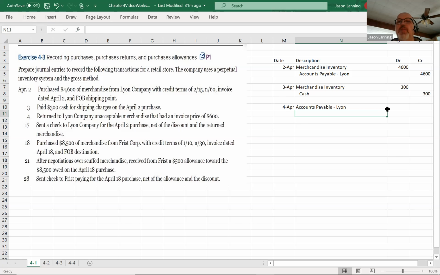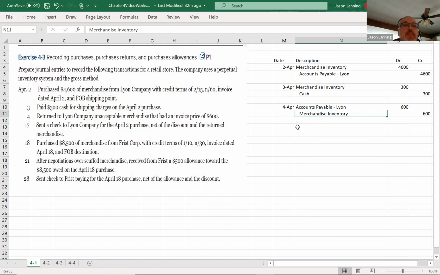the liability here, we will debit it, and we're going to debit it for the amount we sent back, the 600. Now we credit merchandise inventory because now this inventory, we returned it. It's not ours anymore. We don't have it available to sell. We can't list it as an asset because it's not there.